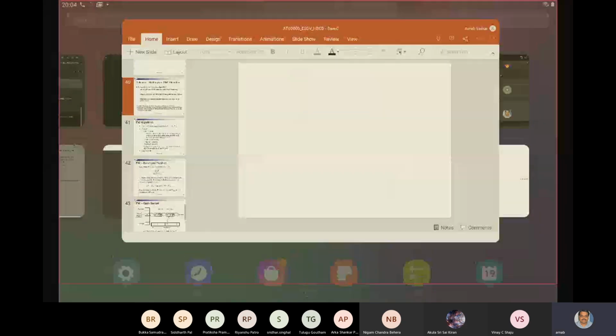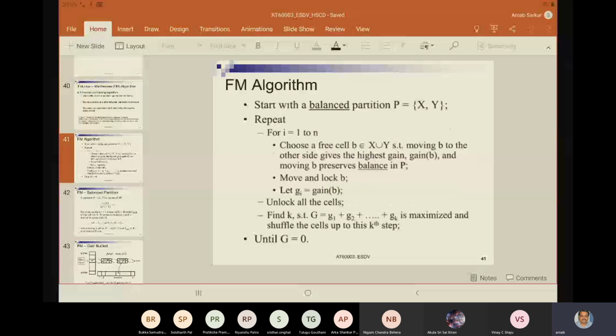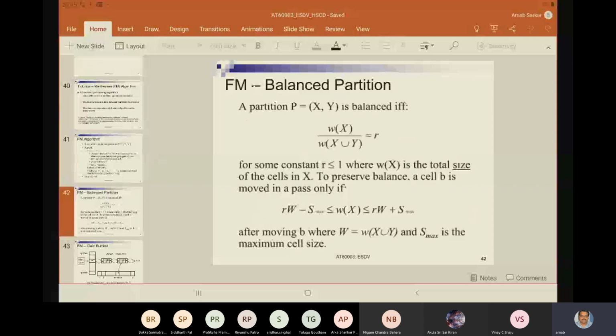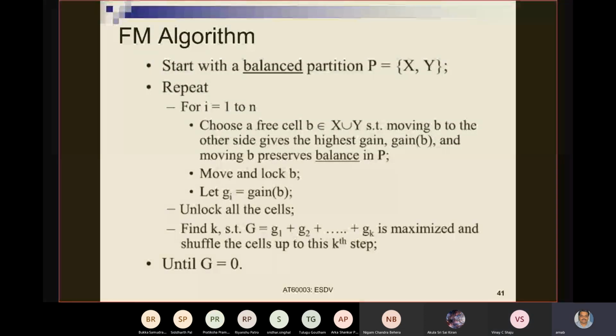So we were dealing with the Fiducia Mathesis algorithm, and some of you were saying that I need to re-explain it with respect to the data structures. So I'll be quickly going through the algorithm again and explaining the data structures. First point, are you able to see the screen? Yes, sir. So I am on slide number 41 and I have come to the algorithm again.